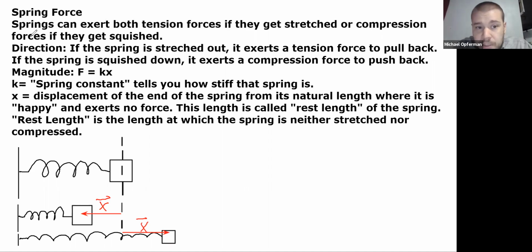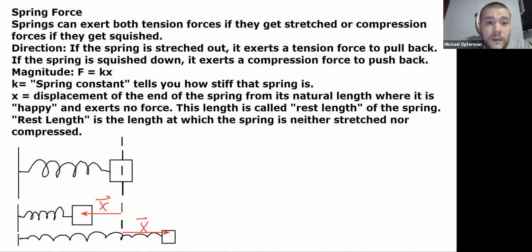So the magnitude of the spring force is the spring constant times the magnitude of that x that's shown there. Remember, again, let me just say one more time, x is from the rest length to the actual length. So it has to be measured from the rest length of the spring, where the force is 0.